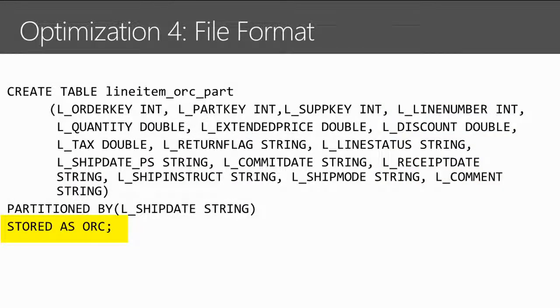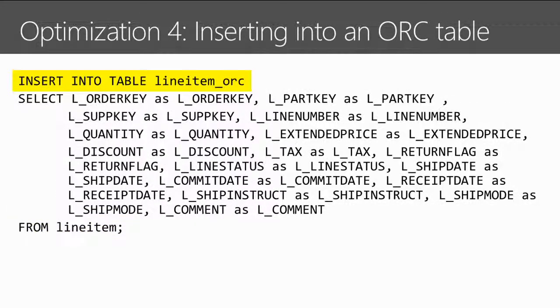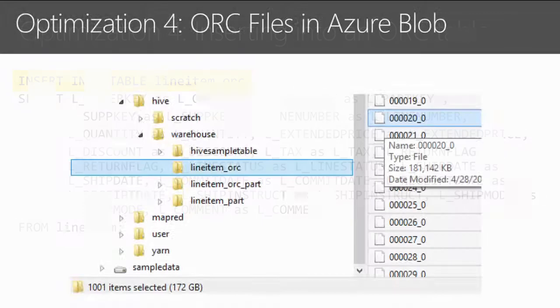How do you use ORC? All you need to do is, again, I had a staging table, I had a partition table. I'm creating a third table called line item ORC, where I partition it and I store it as ORC, right? Once I say stored as ORC, the next step is I just load this table from my original staging table, and it loads this table into ORC.